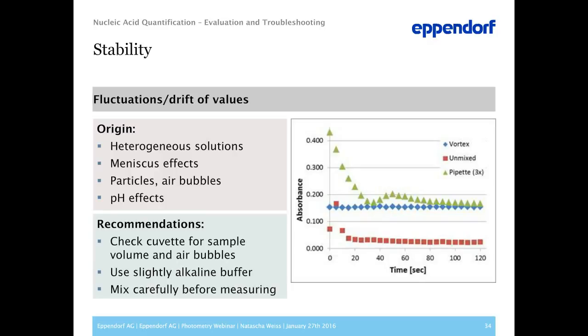For this experiment, 10 microliter of DNA solution have been added to 90 microliter buffer. Measurements are repeated every 5 seconds. It is obvious that no mixing results in a heterogeneous solution, but even after 3 times dispensing with a pipette, the readings differ a lot. On the other hand, it is shown that vortexing is very effective in order to achieve stable and reliable readings. Besides careful mixing, the cuvette has to be checked for air bubbles, and, if possible, a slightly alkaline buffer should be used as a sample solvent in order to avoid pH shifts.